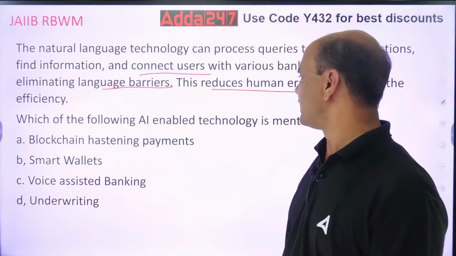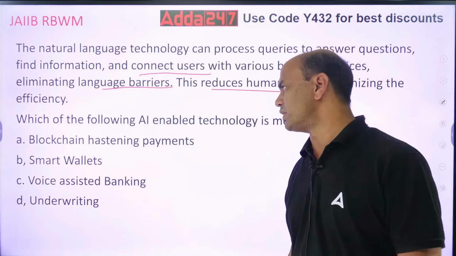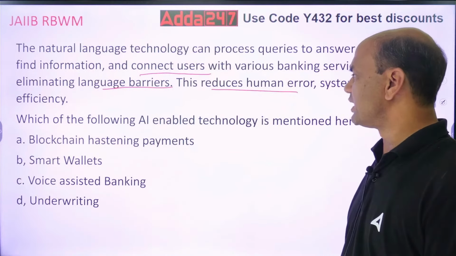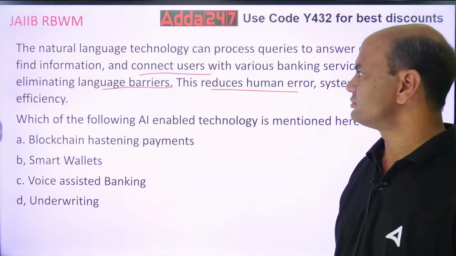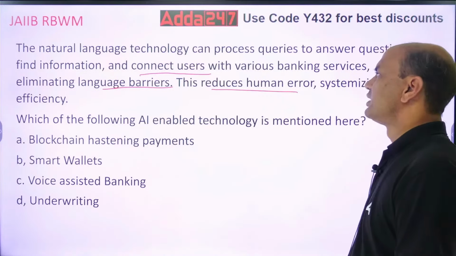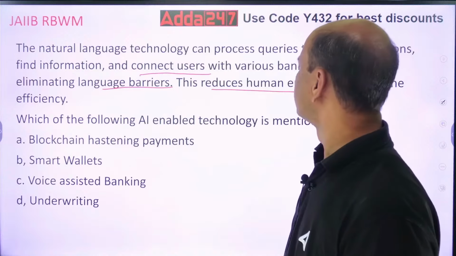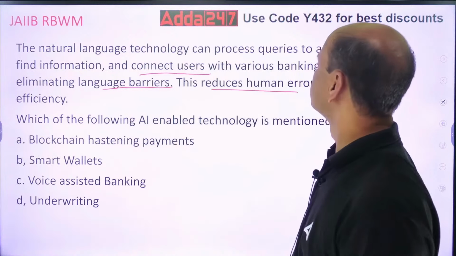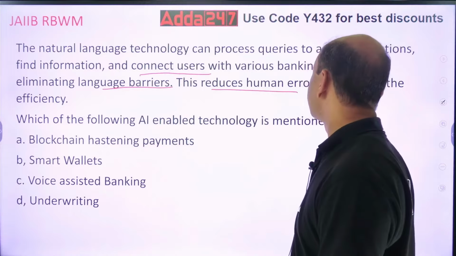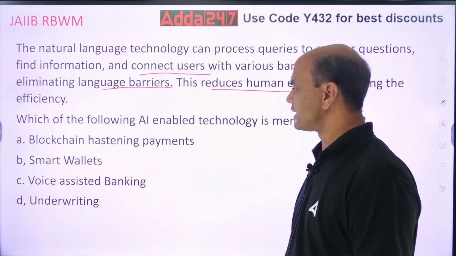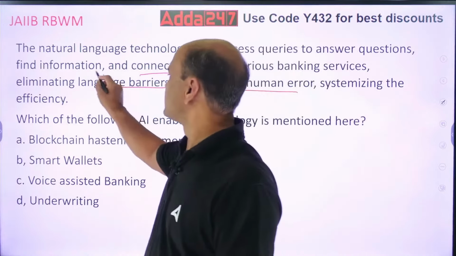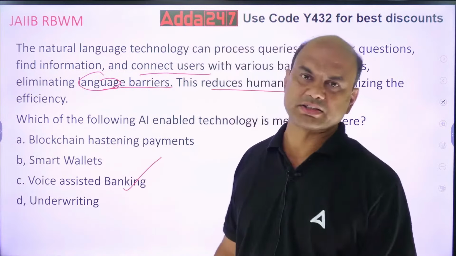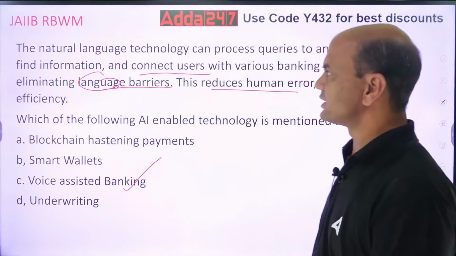Which of the following AI-enabled technologies use blockchain, hastening payments, smart wallets, voice-assisted banking and underwriting? See, there's a hint over here. Connect users with various banking services, eliminating language barriers. Here we are talking of language. So language, when we say, it's related to voice. Voice-assisted banking. Okay, voice-assisted banking.